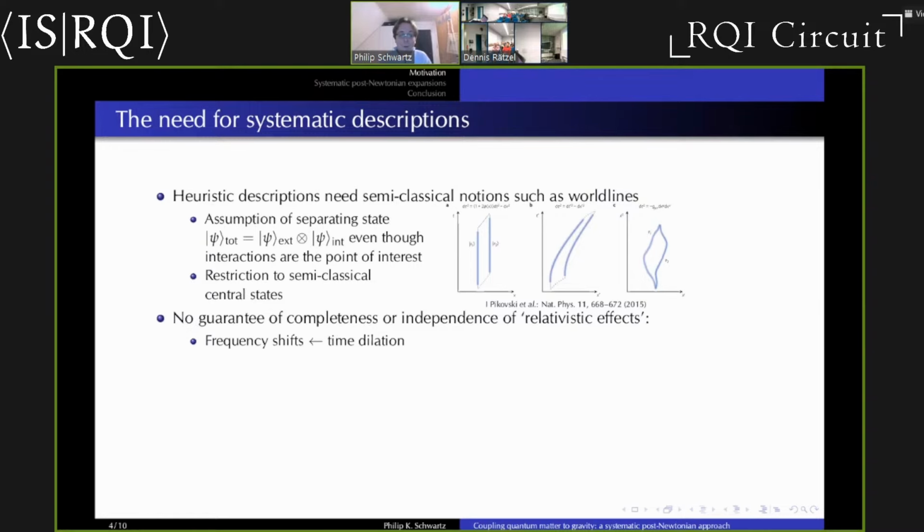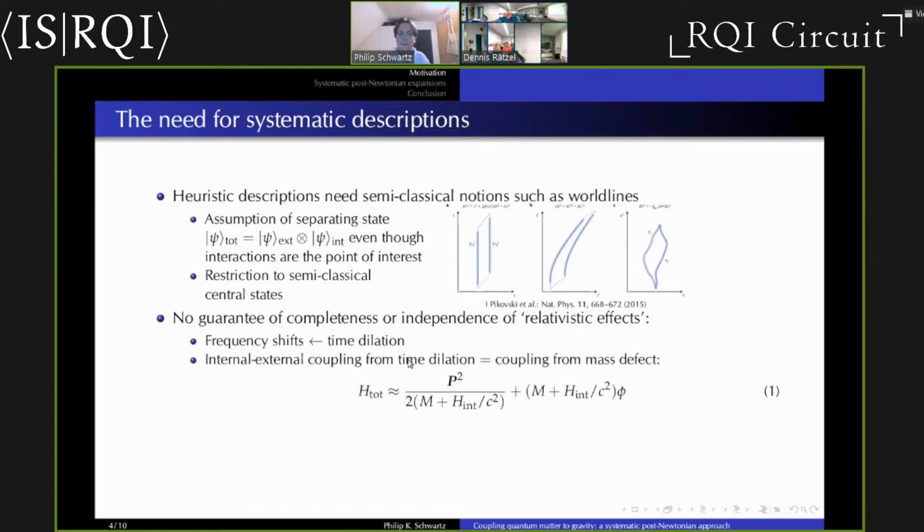And what is even worse criticism, perhaps, is that using these heuristic descriptions, we have no guarantee that the relativistic effects we include are complete or independent of each other. So it could be that we forget some, or it could also be the case that we double count some. For example, the frequency shifts that I mentioned before, like Doppler shifts or gravitational redshifts, can be seen as just effects of time dilation for the different world lines of the observer and the emitter of the light.